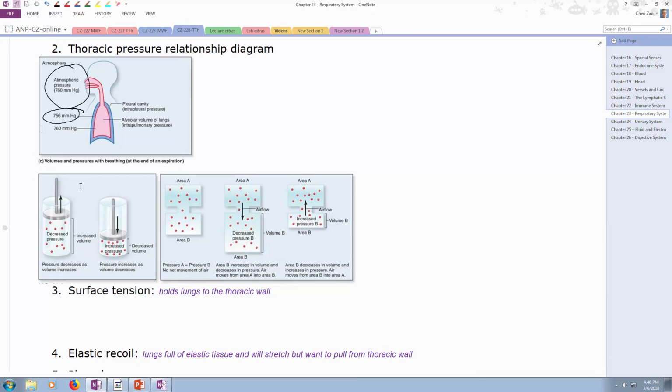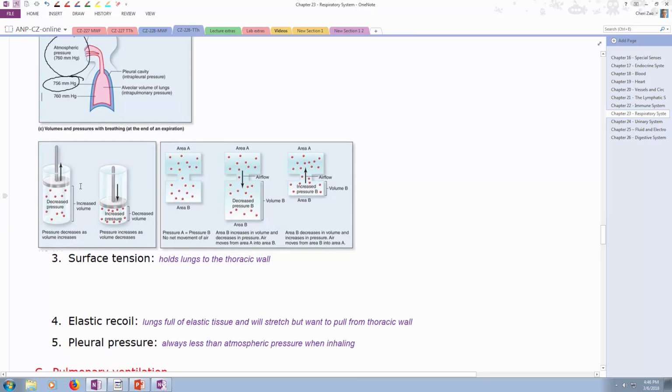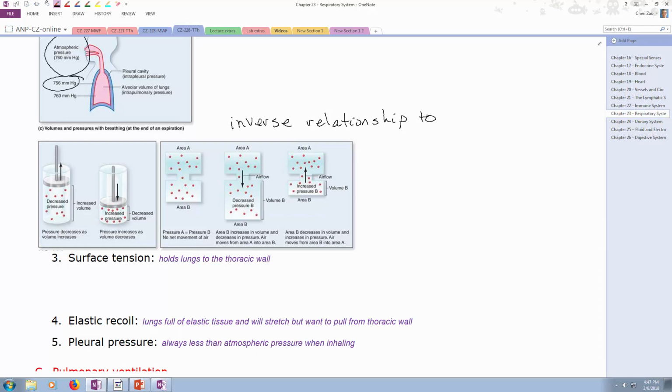Let's take a look at the little pistons here. And this is important that you understand the inverse relationship of volume and pressure. So we have an inverse relationship of volume, what are you doing? To pressure.